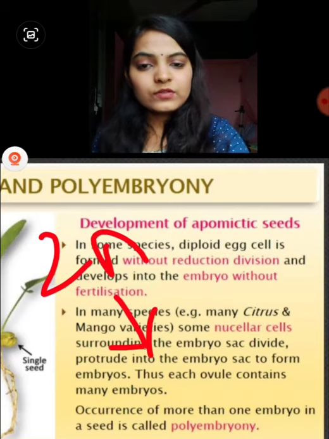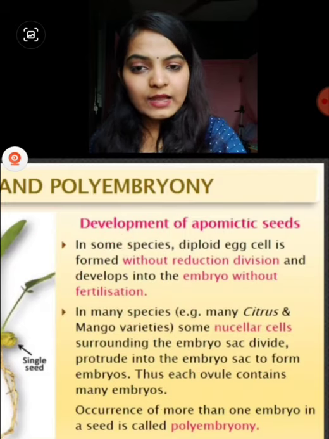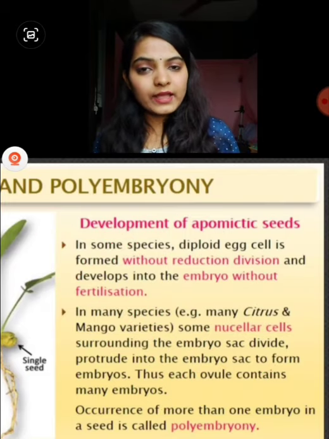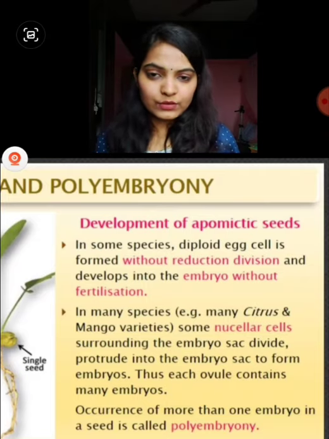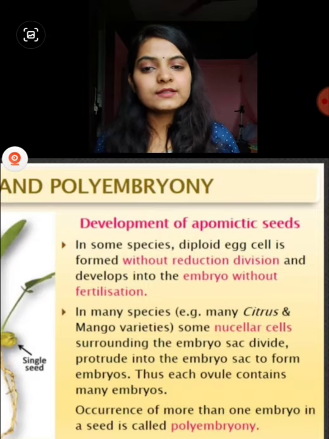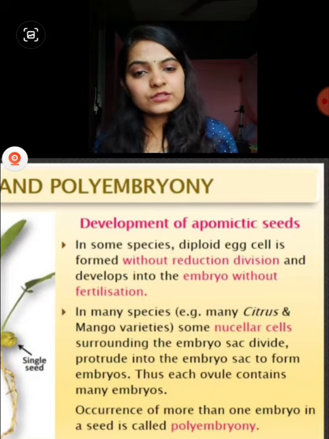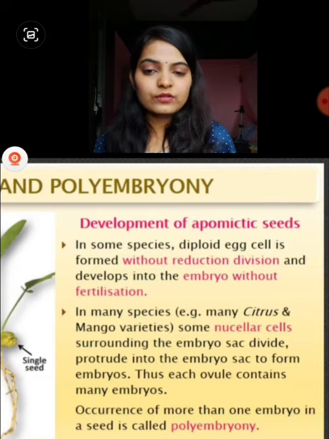Okay, so it will not reduce, and in some species the diploid egg, which is 2n, will not undergo reduction and will only develop into a new embryo. So in some species, a diploid egg cell is formed without the reduction division and develops into the embryo without fertilization.